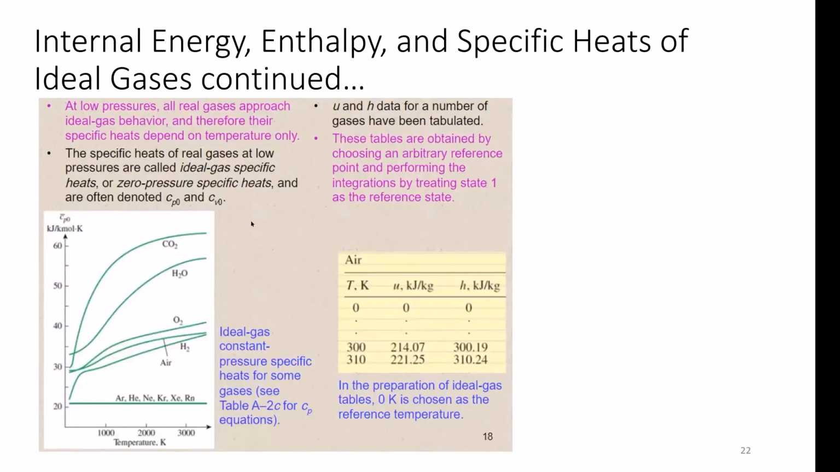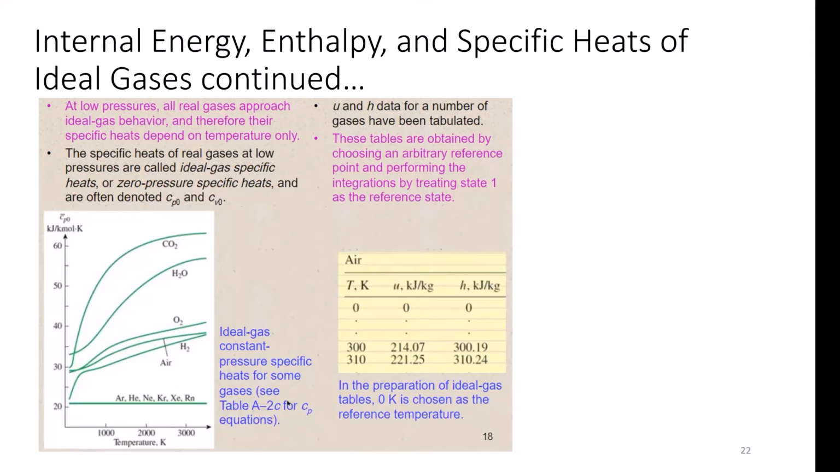Okay, so for low pressures, we actually have specific heats defined for that. We have specific heat for constant pressure when it's low, or they call them zero pressure specific heats, and specific heat for constant volume when the pressure is low. And here's some plots for different gases. We have CO2, H2O for this one.